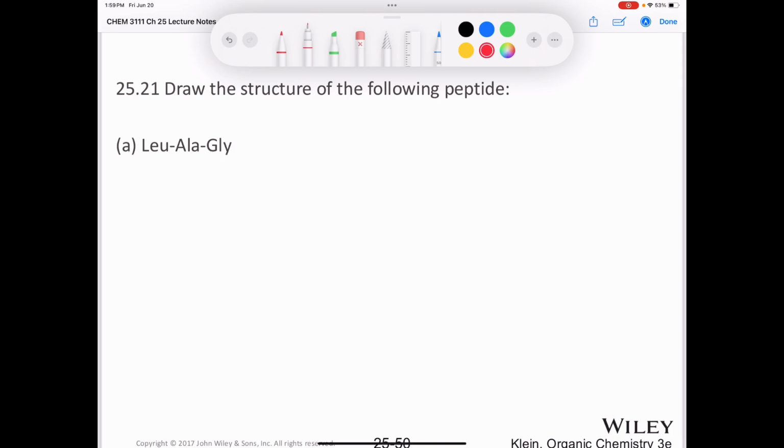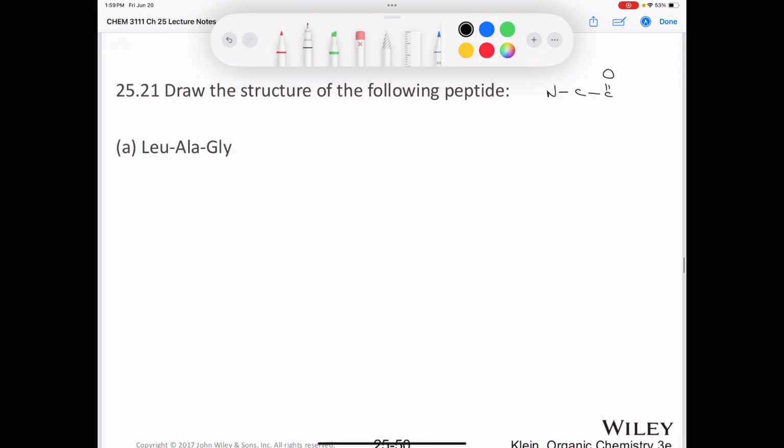So remember what I told you, that the sequence always goes N-C-carbonyl, and then you just repeat. So this would represent one amino acid unit. So if leucine, alanine, glycine, and we also want to put the R groups in with the correct stereochemistry. There's a skill builder that covers this in the textbook, but I'll just go over it with you in this video.